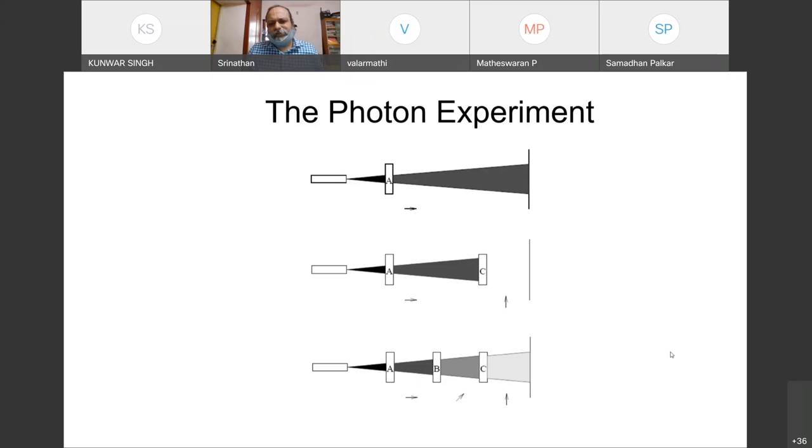And this observation was so bizarre that it required a new kind of mathematics to model reality or model nature, and that new kind of mathematics is what today we call quantum mechanics. We have been calling it that for about 100 years.